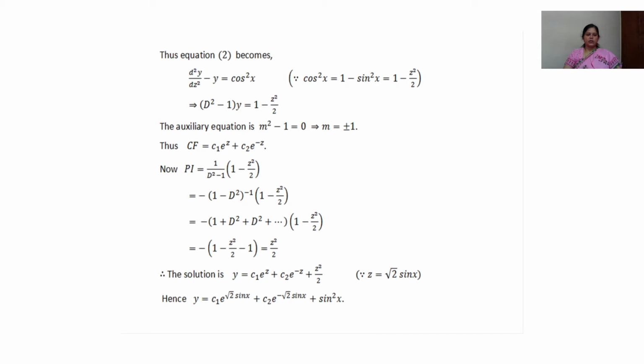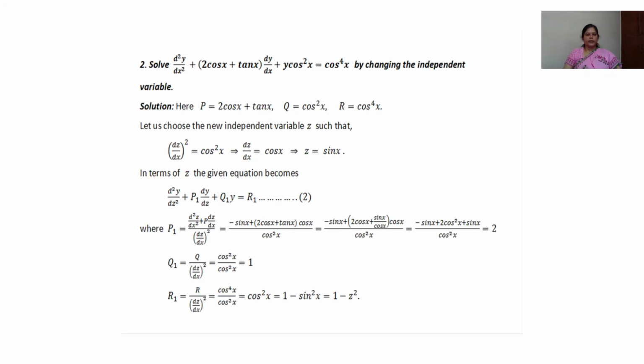Now the solution y is equal to CF plus PI, we know that. So we have to substitute the values for CF and PI. Therefore y is equal to C1 into e to the power z plus C2 into e to the power minus z plus z squared by 2. Finally, in the last step we have to substitute the z value in terms of x. So z is equal to root 2 into sin x. Hence y is equal to C1 into e to the power root 2 sin x plus C2 into e to the power minus root 2 sin x plus sin squared x. This is the solution for the given differential equation.